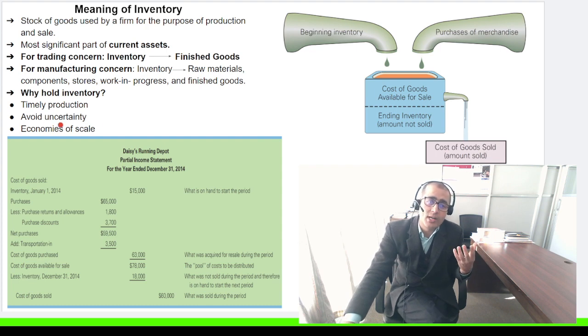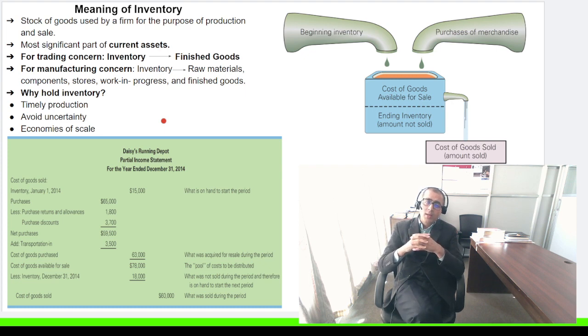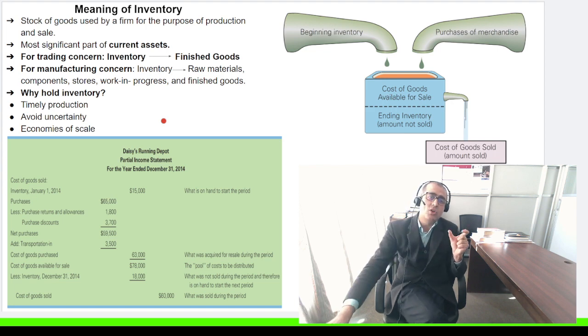Next one is avoiding uncertainty. When we produce, because of certain reasons there might be disturbance in the demand. There would be a mismatch between demand and the supply chain. So because of that reason we also hold inventory so that we could avoid uncertainty, friends. Now the third point is economies of scale. Economies of scale is when we produce more quantity based on our demand, then the cost of the product will go down, right? Even in cost accounting the principle is the same. That term is known as economies of scale, friends.